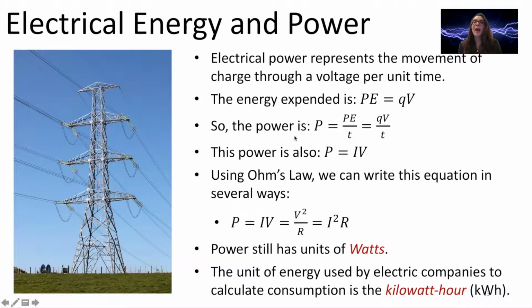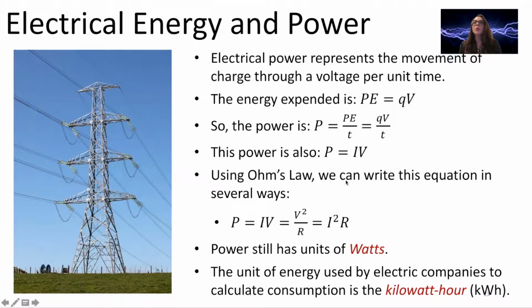So our power, remember that power is equal to an energy over time. We learned that last semester. So power is equal to our potential energy divided by time. That's equal to our charge times the potential difference, or the voltage, divided by time. Now, remember that current is also Q over T, or delta Q over delta T. So this power is also equal to the current times the voltage.